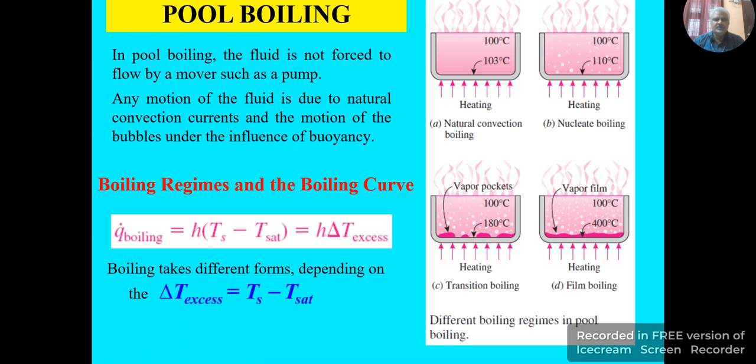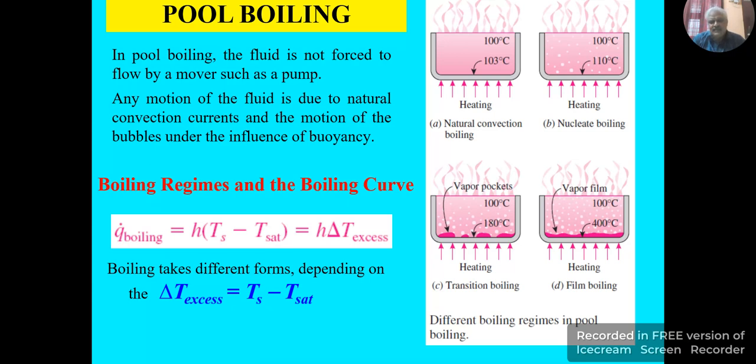Good afternoon, students. Today we will try to see the pool boiling curve. In the earlier lectures, we have seen the different types of boiling. Today we will try to see the pool boiling curve and the significance of the salient points in the pool boiling regime curve here. So in the pool boiling, the fluid is not forced to flow by any external agency. Any motion of the fluid is due to the natural convection currents and motion of the bubbles under the influence of the buoyancy effect here.